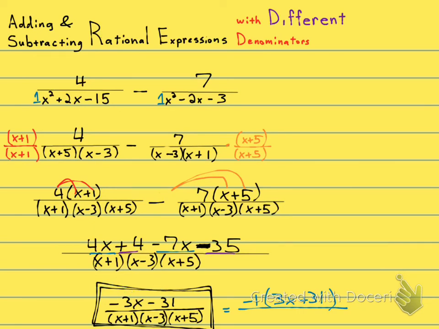And now my denominator stays the same, x plus 1, x minus 3, x plus 5. Now that they are factored completely, I'm looking to cancel. I got my red pen ready. I'm ready to cancel, but nothing cancels out. When you're adding or subtracting with different denominators, usually at the end, it's a letdown. You're looking to cancel, but nothing usually cancels.